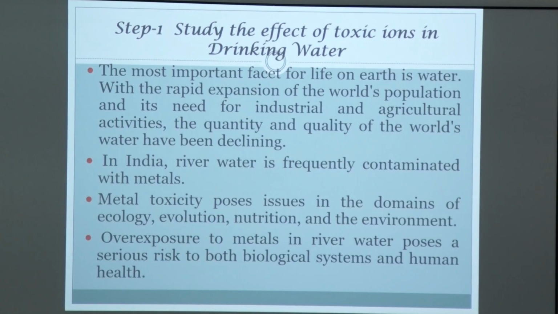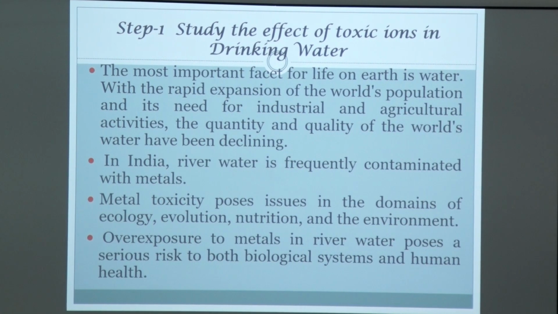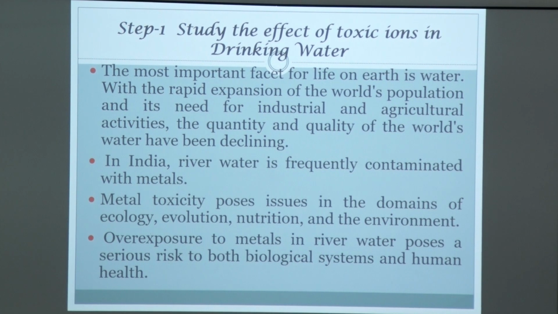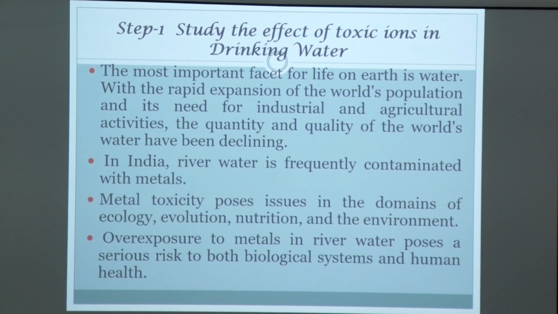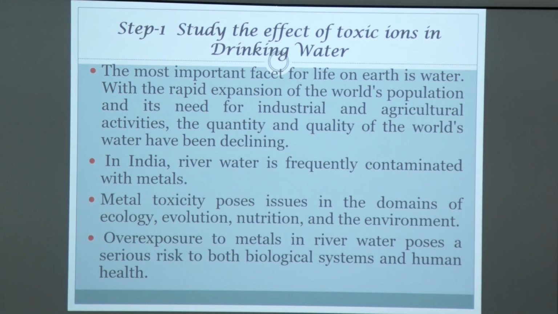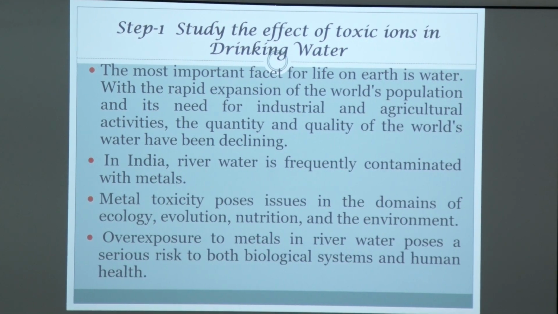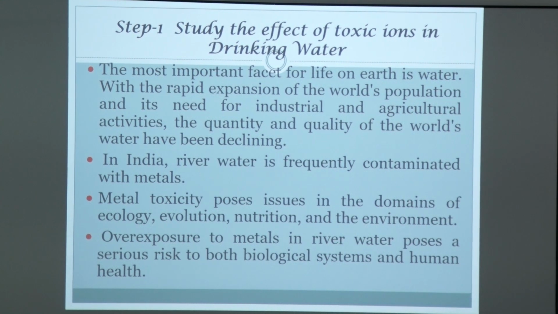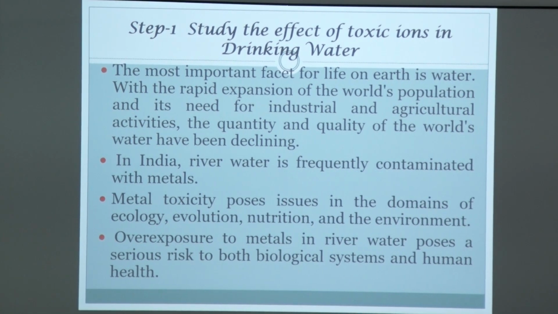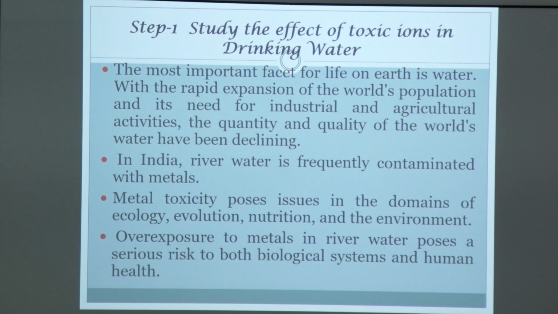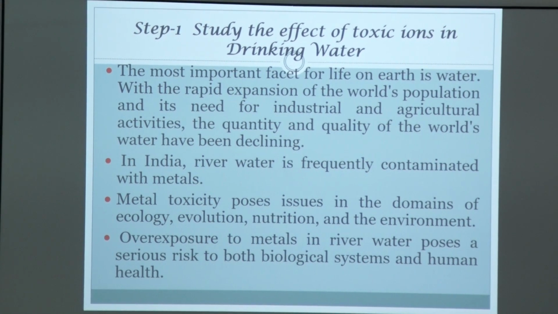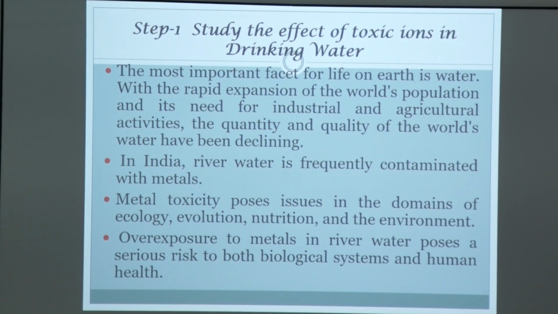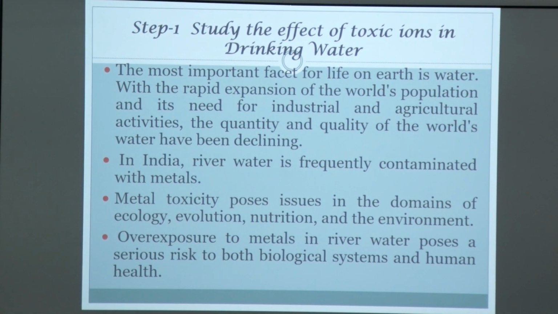Study of toxic ions in the drinking water. The most important facet for life on earth is water. With the rapid expansion of the world's population and its need for industrial and agricultural activities, the quantity and quality of the world's water have been declining. In India, river water is frequently contaminated with metals. Metal toxicity poses issues in the domains of ecology, evolution, nutrition, and the environment. Overexposure to metals in river water poses a serious risk to both biological systems and human health.